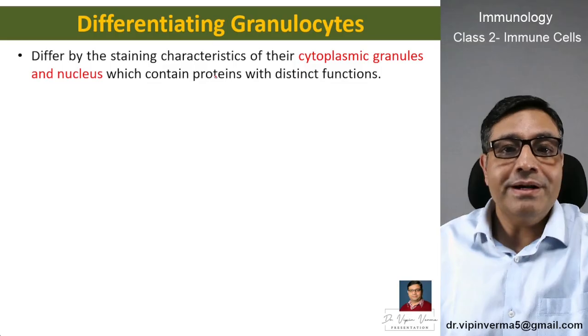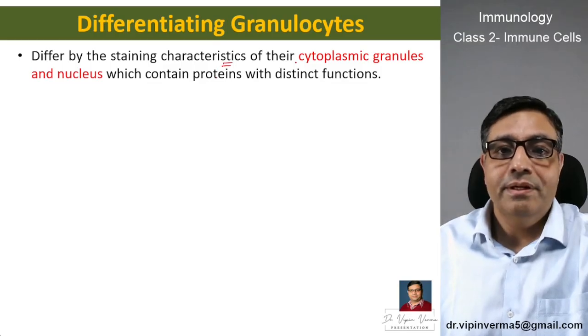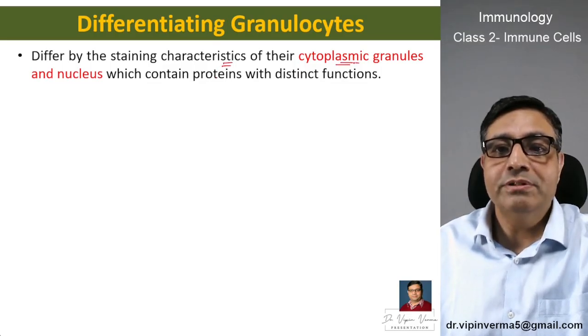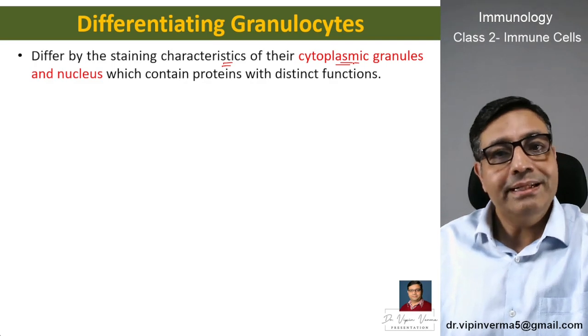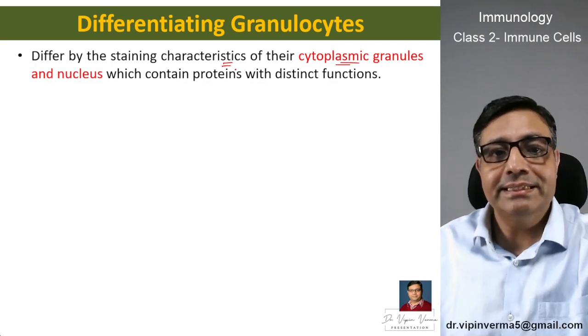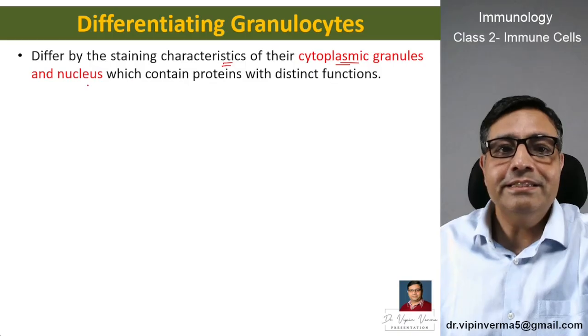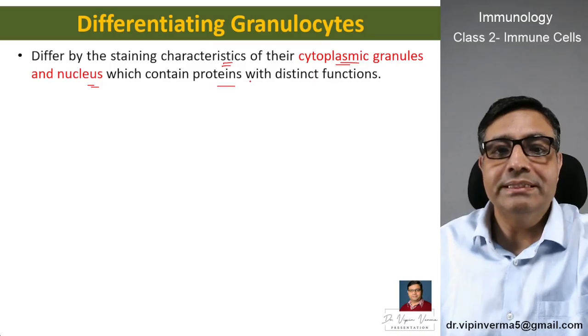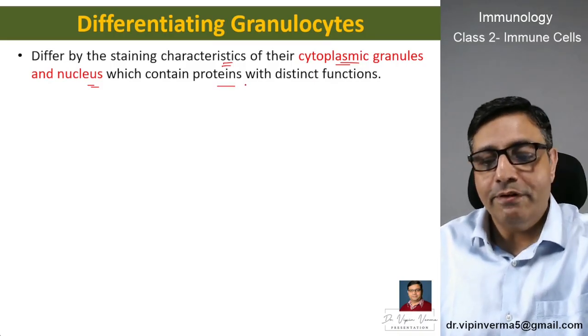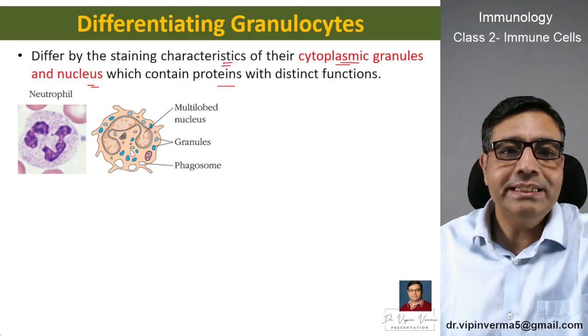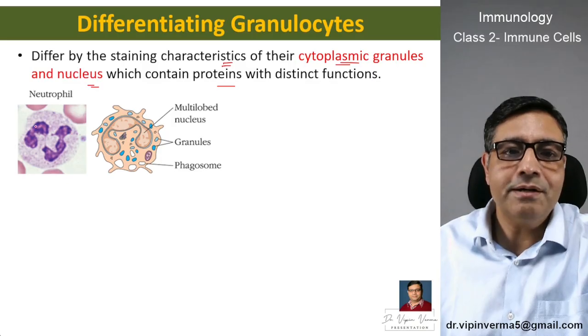These differ by staining characteristics because their cytoplasmic granules are different, and therefore their staining characteristics are also different, as well as the nucleus. These cytoplasmic granules contain proteins, and these proteins have distinct functions. So now you can see here the neutrophil. You can see the multi-lobed nucleus. You can see here the dark part.